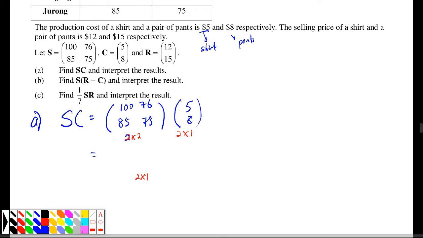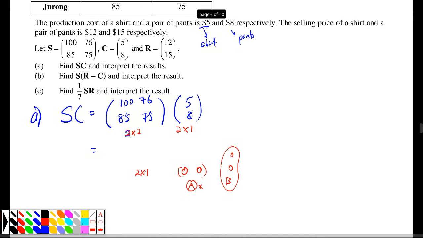Is it horizontal or vertical? Vertical. Is it A or is it B? It's B, it's this one. So it's not the horizontal but the vertical one, because 2 rows, 1 column. Okay, I want to find out 2 rows, 1 column. What do I write for the first number here?